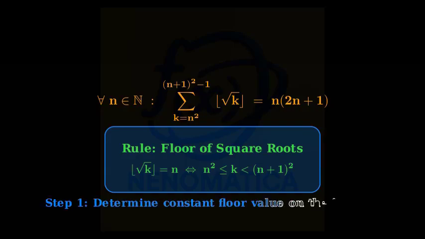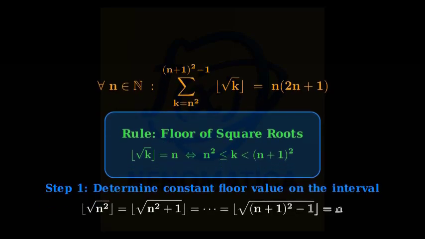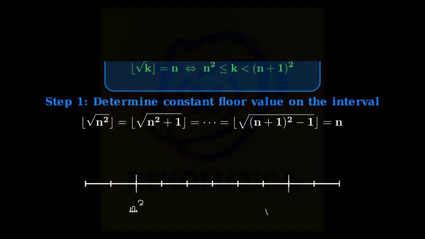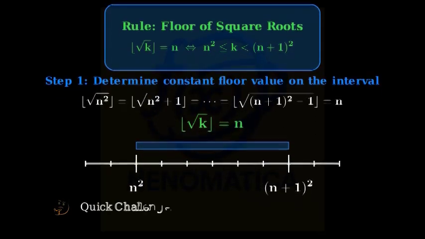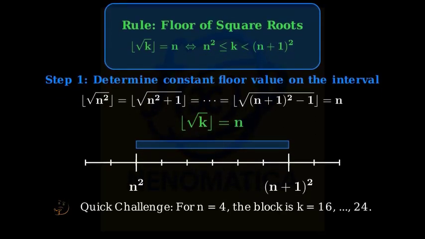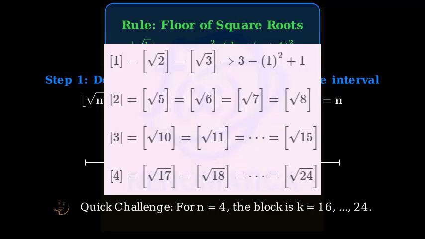Step 1. Identify the constant floor value on the entire interval for all integers k from n squared up to, but not including, the next perfect square. The floor of the square root of k stays equal to n. Let us visualize the interval on a number line from n squared on the left to just before the next perfect square. Every k in this block has the same floor of square root equal to n. Quick challenge: if n equals 4, what are the first and last integers in this block? Take a moment to think.